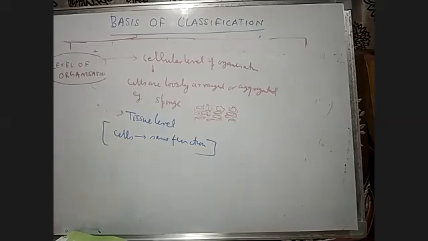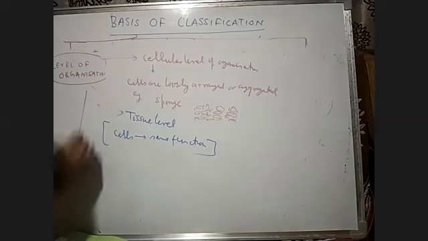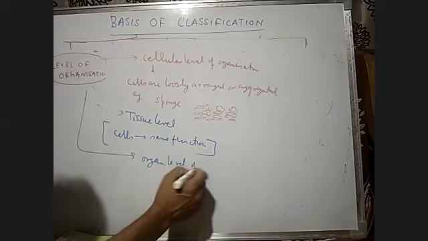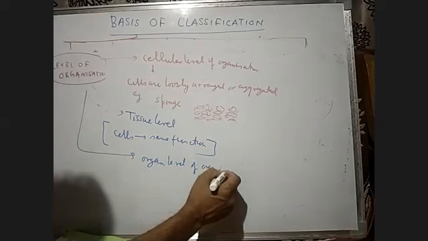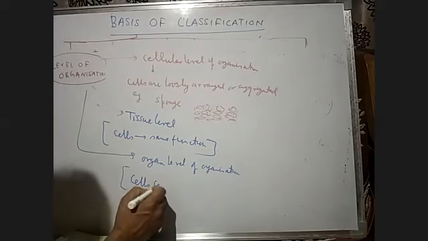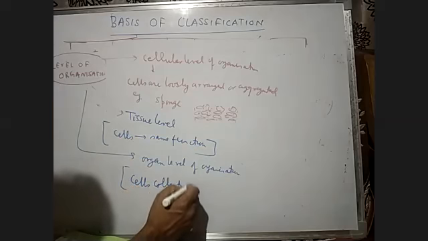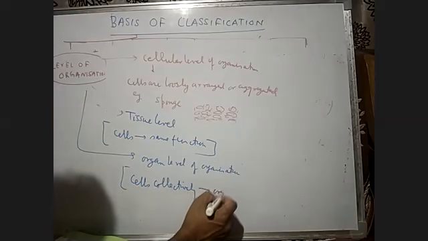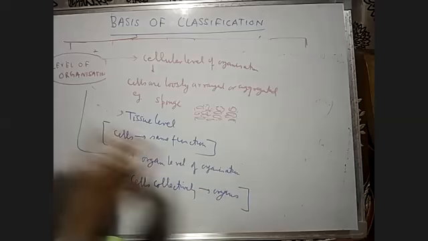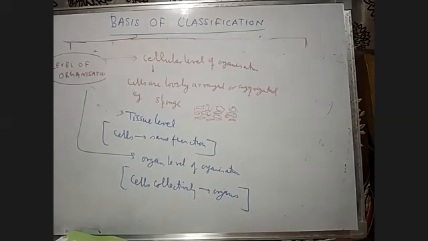Okay, then if we go to a still higher level, that is called the organ level of organization, where cells will collectively form the organs, and these organs have specific functions.